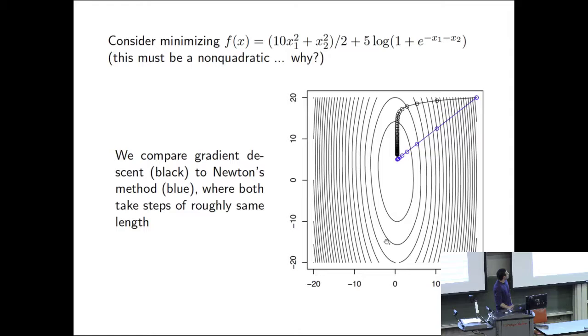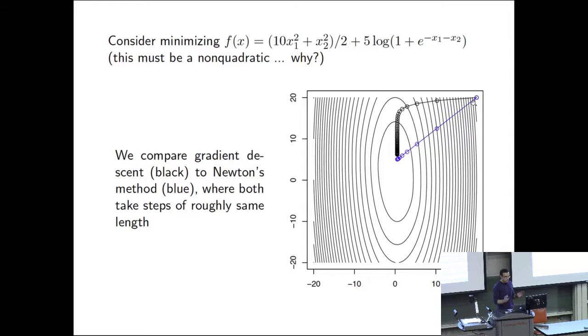And I'm plotting for you the contours of this function, which kind of look like a quadratic, because this is not having a huge influence on the curvature. It has some. You can see it if you look very carefully. It's not exactly symmetric with respect to this kind of diagonal axis. And I'm plotting gradient descent in black and Newton's method in purple, or I guess it appears as purple, but it's blue on the slides.